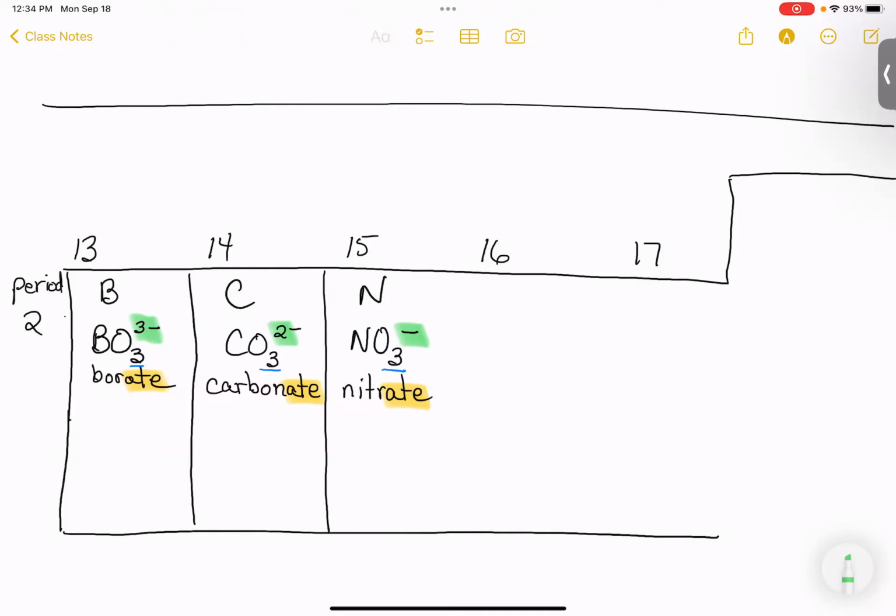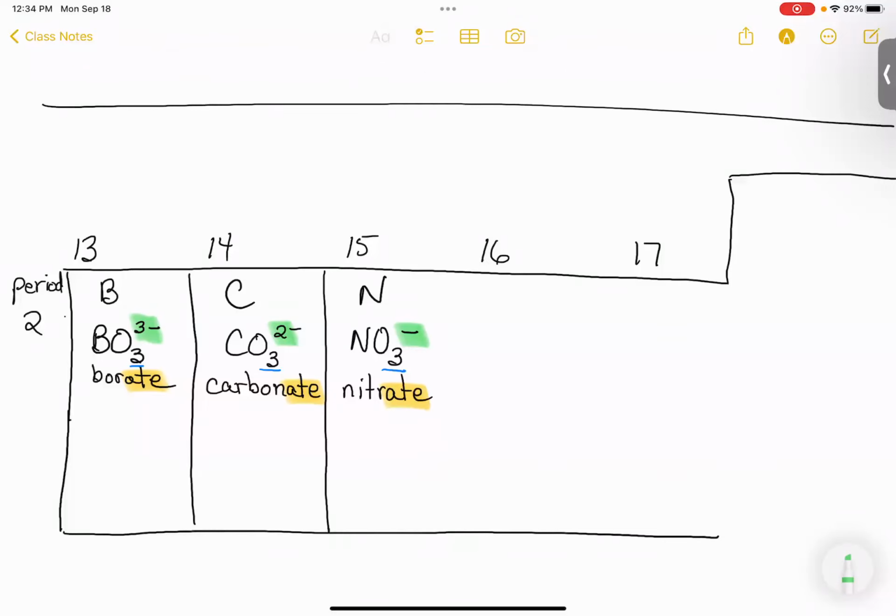And by understanding the ate had three oxygens, all of a sudden I can get carbonate and borate. If I just memorize nitrate and understand this charge trend, then I go, oh, negative one, negative two, negative three. I don't have to memorize three. I memorize one of the three. But I understand the trend.